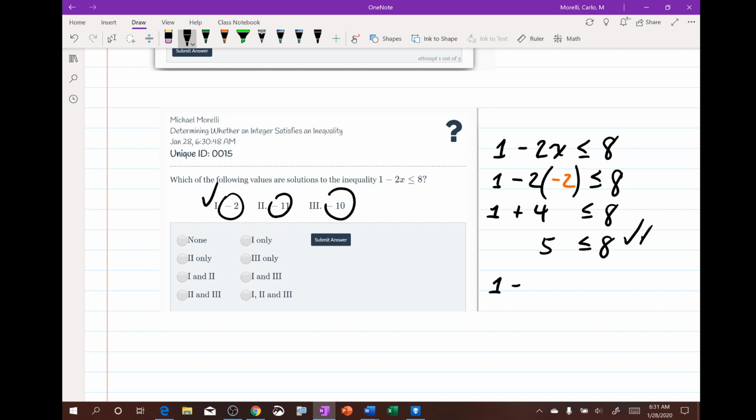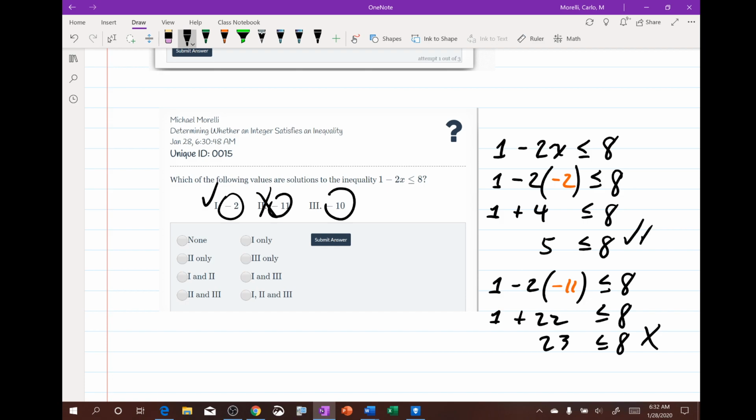How about 1 minus 2, open parentheses. What is that? Negative 11, close parentheses. And then we're going to jump in with less than or equal to 8. So let's see if this is true. 1 plus 22 less than or equal to 8. Well, that's 23 less than or equal to 8. That's not true. Okay, so it's not 2.